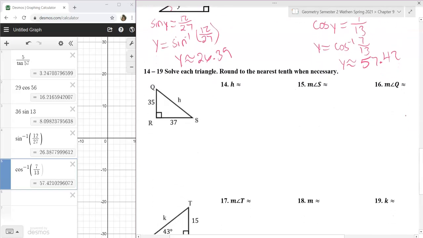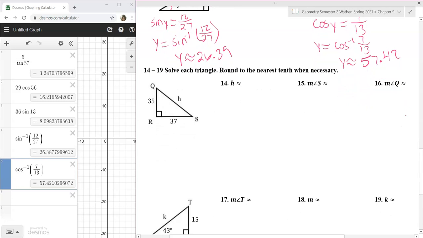For numbers 14 through 19, we're solving the triangles, and it's asking for our decimal approximations, okay? So we're going to use our decimal approximations. For number 14, it asks us to start off with h. So I see that I'm given two sides. That means I can use my Pythagorean theorem, because the Pythagorean theorem requires two sides, and then you can use it to find the third.